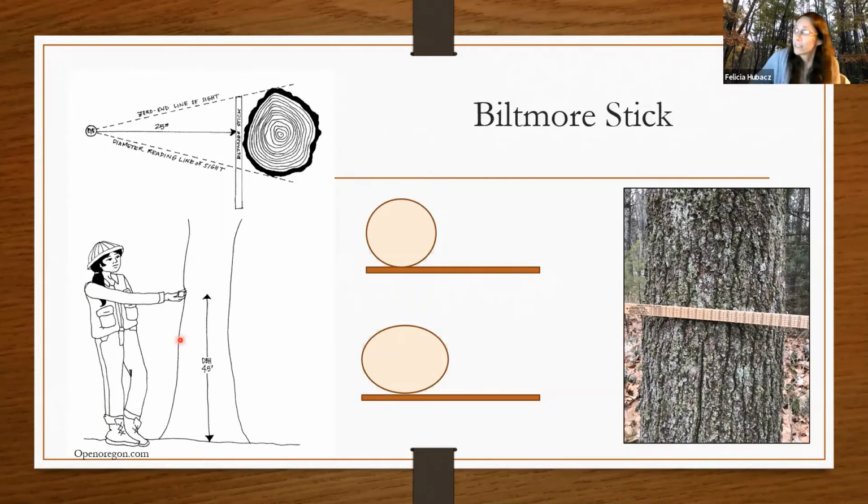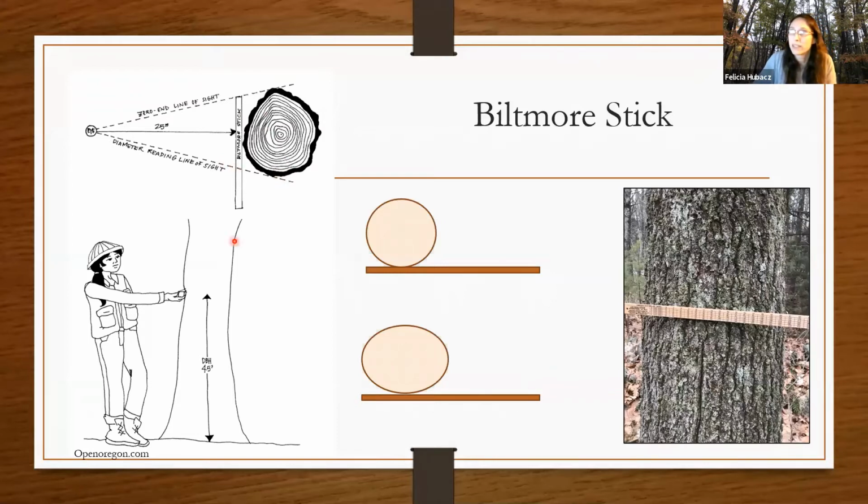So once again, it's a Biltmore stick, so we have to hold it a certain amount of space away from our eyes. That's always going to be 25 inches. So this girl's got this 25 inches away from her eyes, and she's holding it completely similar to the DBH tape. You want it to be completely even and level with the ground. And you're going to hold this part up so to your eyes, it comes even with the trunk. And then you're going to read this portion right here.